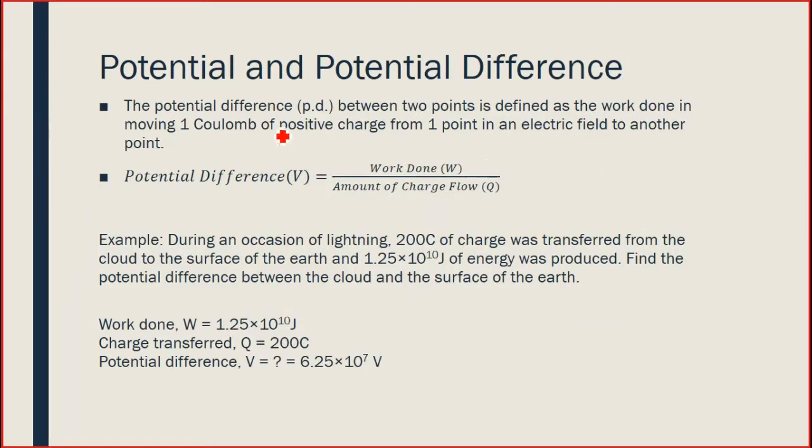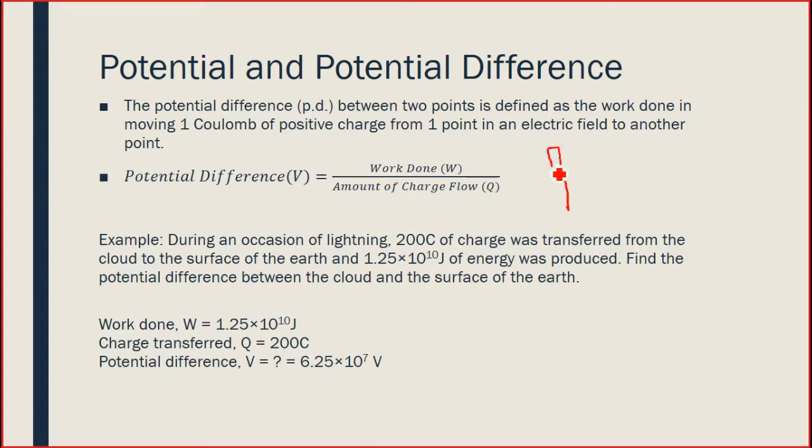Okay, next we have potential difference. Potential difference is the difference between two points, defined as the work done in moving one coulomb of positive charge from one point in an electric field to another point. For this one, I am going to use the plate just now.